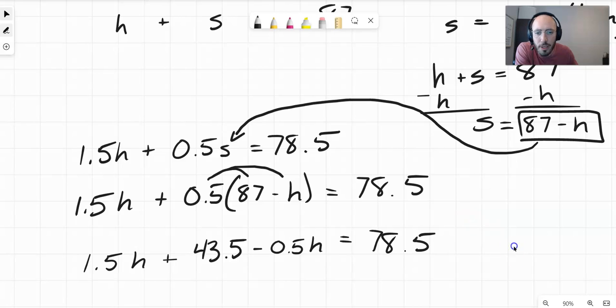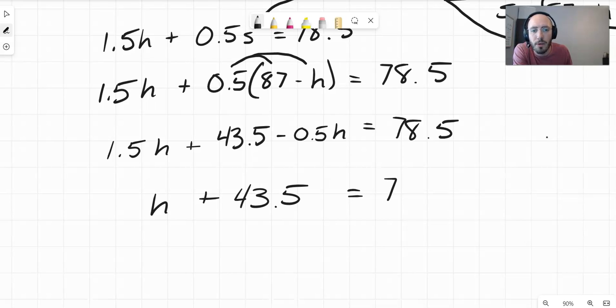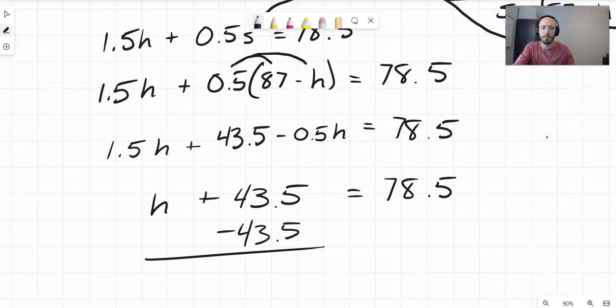The next thing I can do here is simplify by adding like terms. I see negative 0.5h and 1.5h. If I combine those together, 1.5 minus 0.5 gives me 1. So that's just 1h, which is just h. So now I have h plus 43.5 equals 78.5. All right. And now I can solve for h by subtracting 43.5 from both sides.